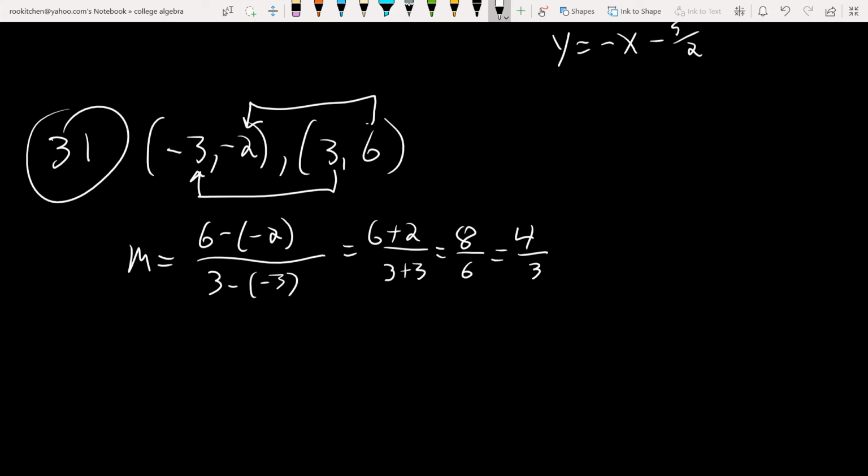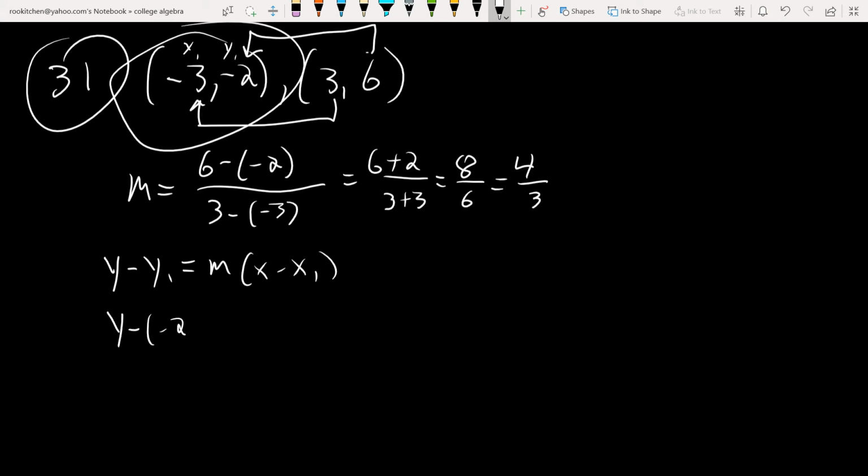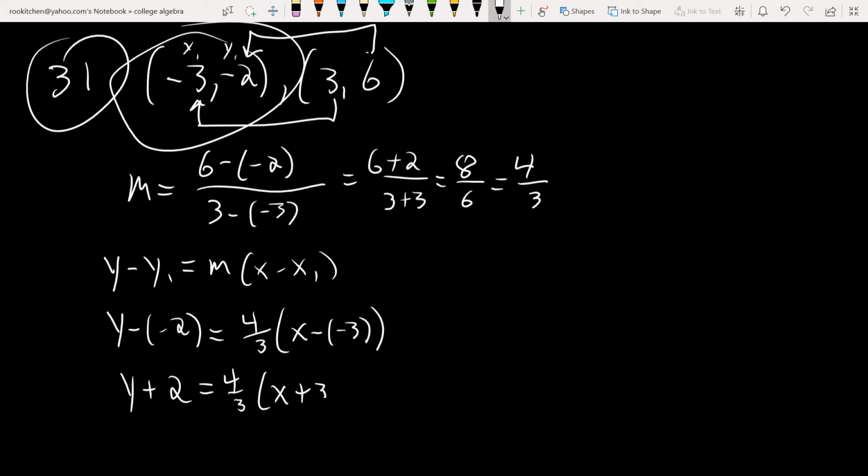What else? Now I need to put everything in point-slope form, right? So all I need is a point and a slope. I'll just take the first point up there and use that for my x1 and y1. So I have y minus -2 equals 4/3 times x minus -3. Maybe I should use the other point, right? y plus 2 is 4/3 times x plus 3.